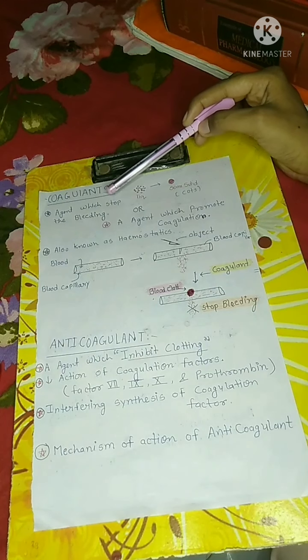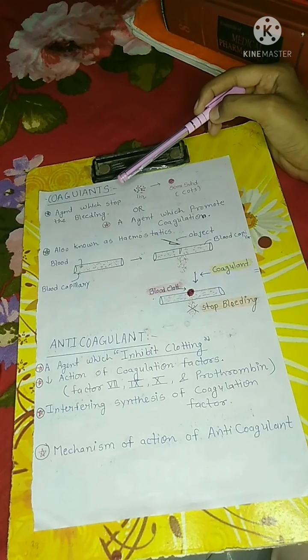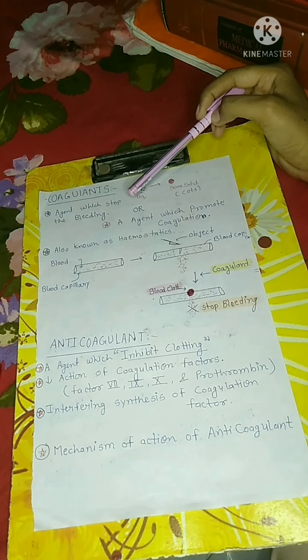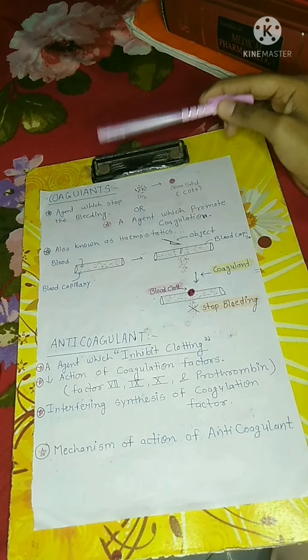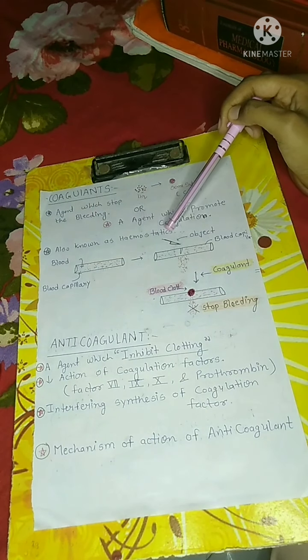Here the agent will stop the bleeding by formation of blood clots. Another definition is the agent which promotes coagulation. And what is coagulation? Here you can see the liquid form of the blood converting into a semi-solid form, which is known as clots. This process is known as coagulation. This coagulation process is also known as hemostasis.